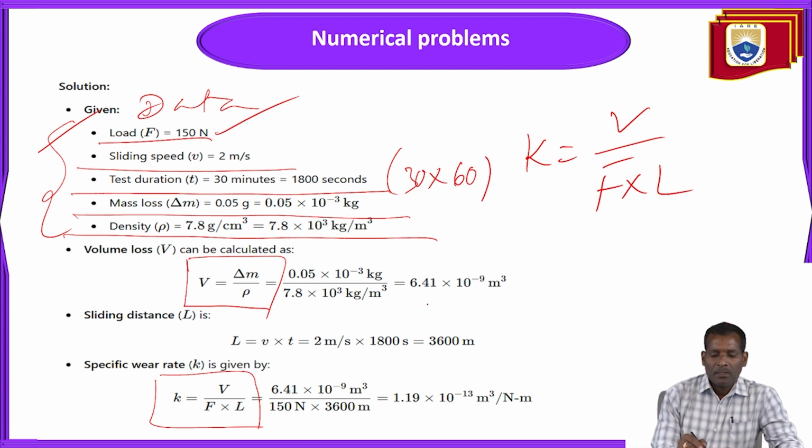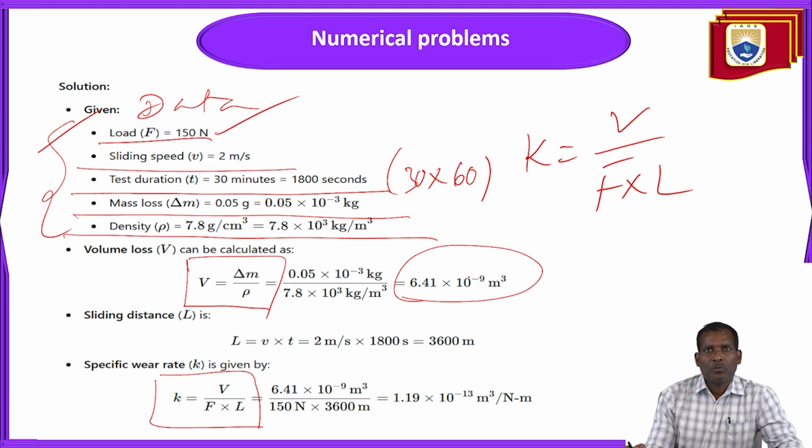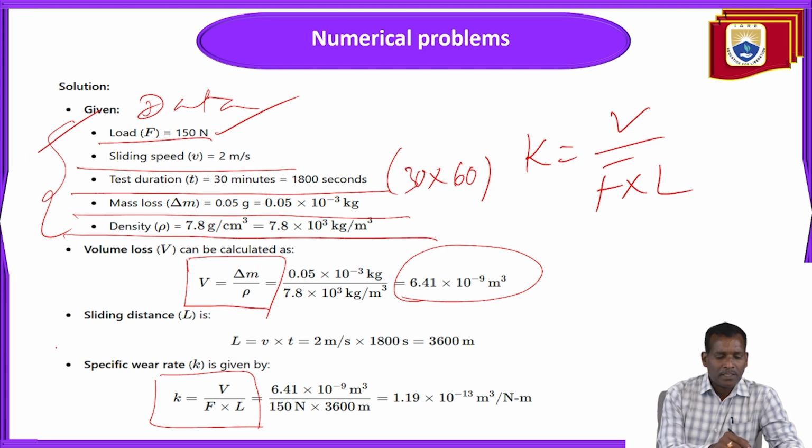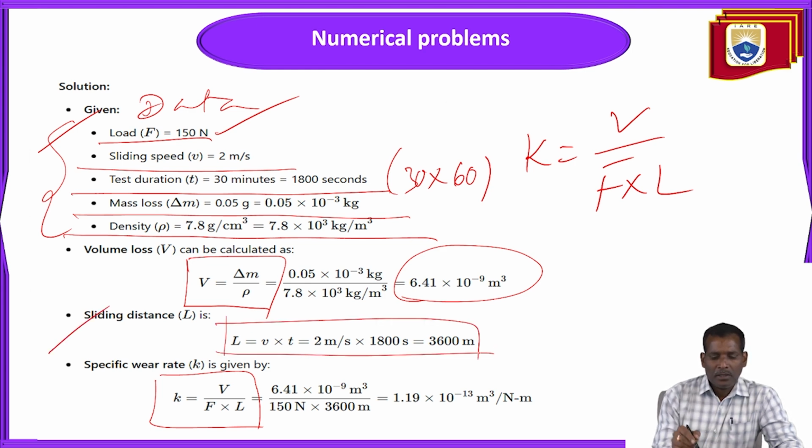So we will get 6.41 multiplied with 10 to the power of minus 9 meter cube. The sliding distance is L equal to V into T.